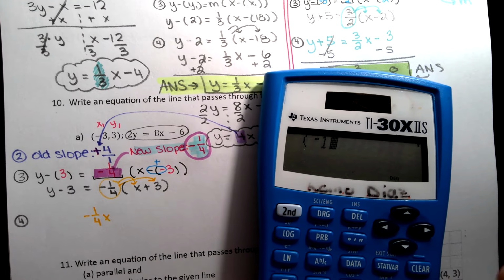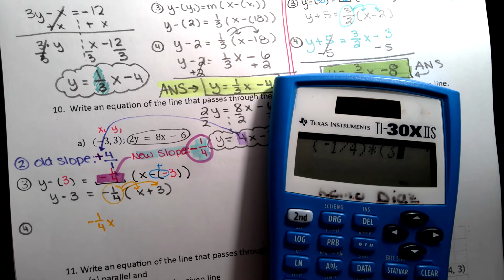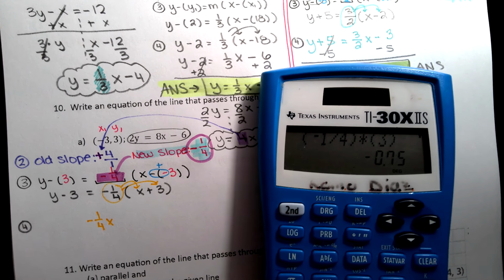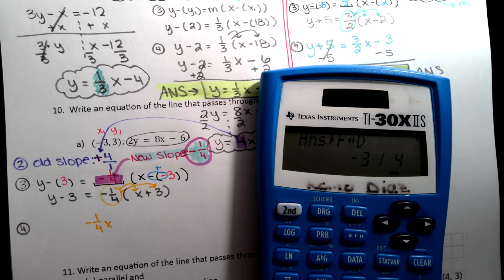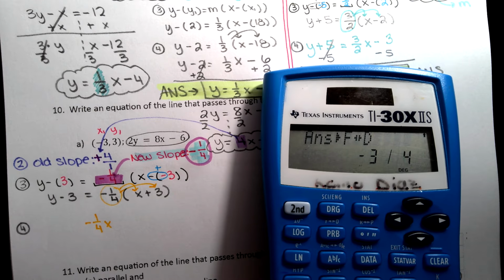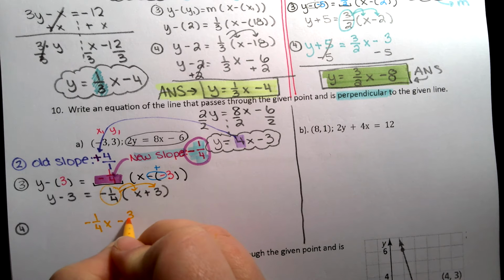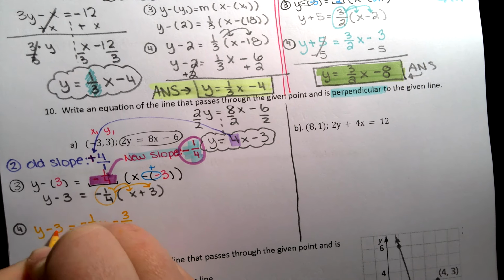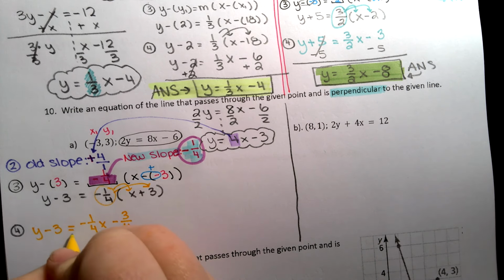Open negative 1/4, close it, times 3, open positive 3, and I get a decimal. Decimals are not allowed. Second PRB, convert that back to a fraction. This is a good looking fraction. It's not a mixed number, so we're going to write in a negative 3/4. Yes, that is still a fraction. That is okay. Decimals are not allowed. This is not our answer.